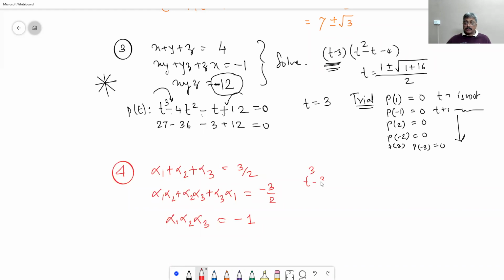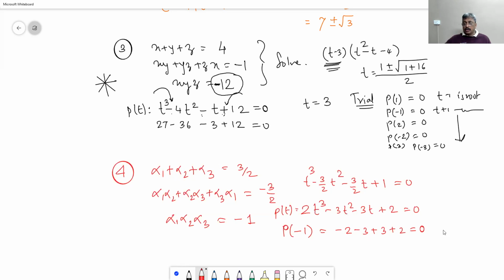So t cube minus 3 by 2 t square minus 3 by 2 t plus 1 is equal to 0, which makes it 2t cube minus 3t square minus 3t plus 2 is equal to 0. P of t is equal to this. P of 1 will not survive, but P of minus 1 is how much? Minus 2 minus 3 plus 3 plus 2 is equal to 0. So t plus 1 is a factor.